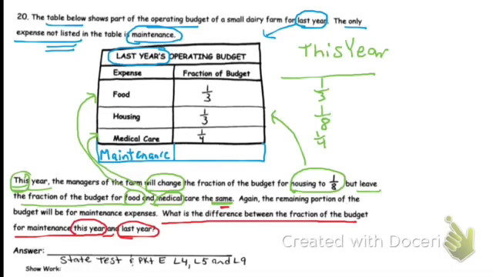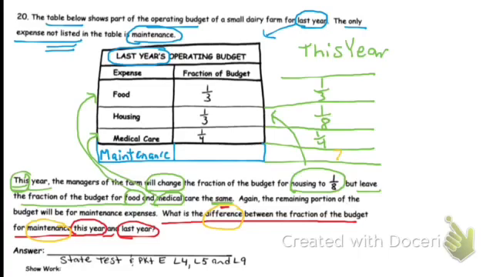So I have food for this year is 1/3 in green. Housing for this year is changed to 1/8 in green. Medical care for this year stays the same as 1/4. And then maintenance, I don't know what it is, but I know there has to be the remaining portion for maintenance. The final question asks, what's the difference, which again we said is subtraction, of the budget for maintenance for this year and last year?